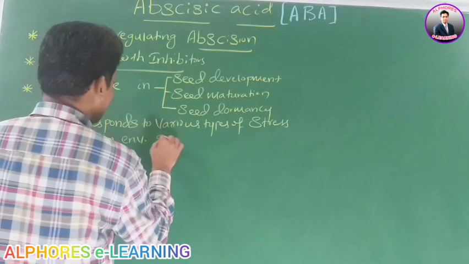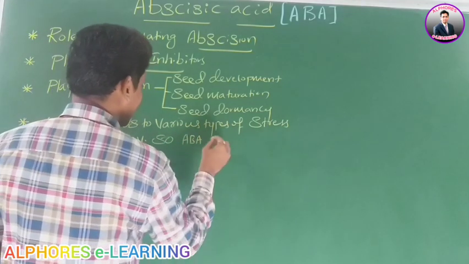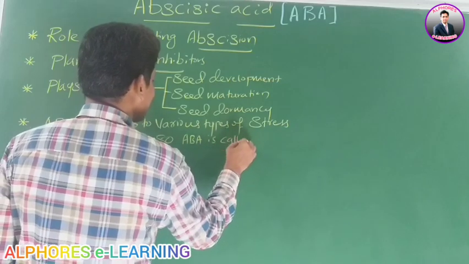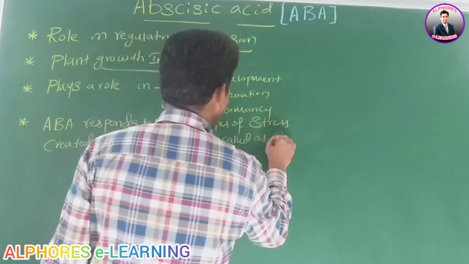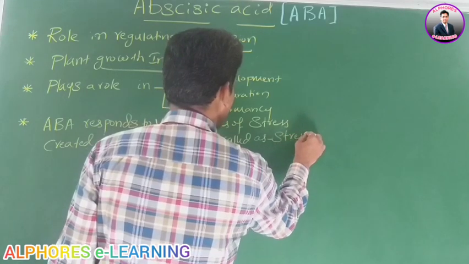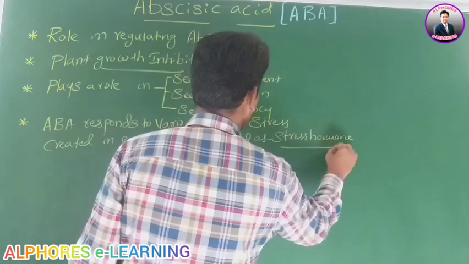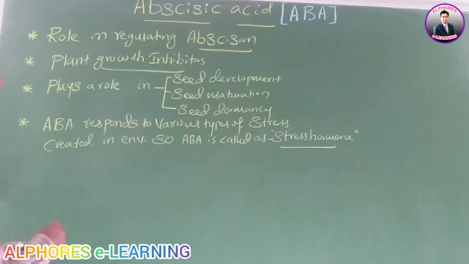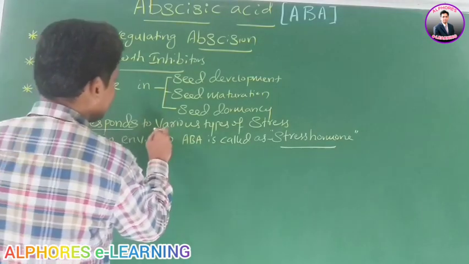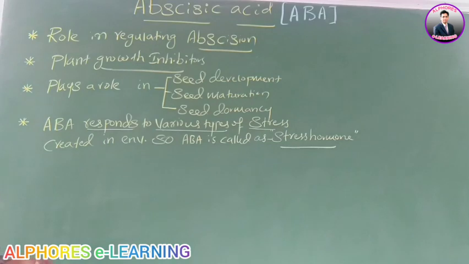So abscisic acid is called a stress hormone. Which one is called a stress hormone, sir? Abscisic acid is called a stress hormone. Why? Because abscisic acid responds to various types of stress created in the environment. Is this statement okay? Right.